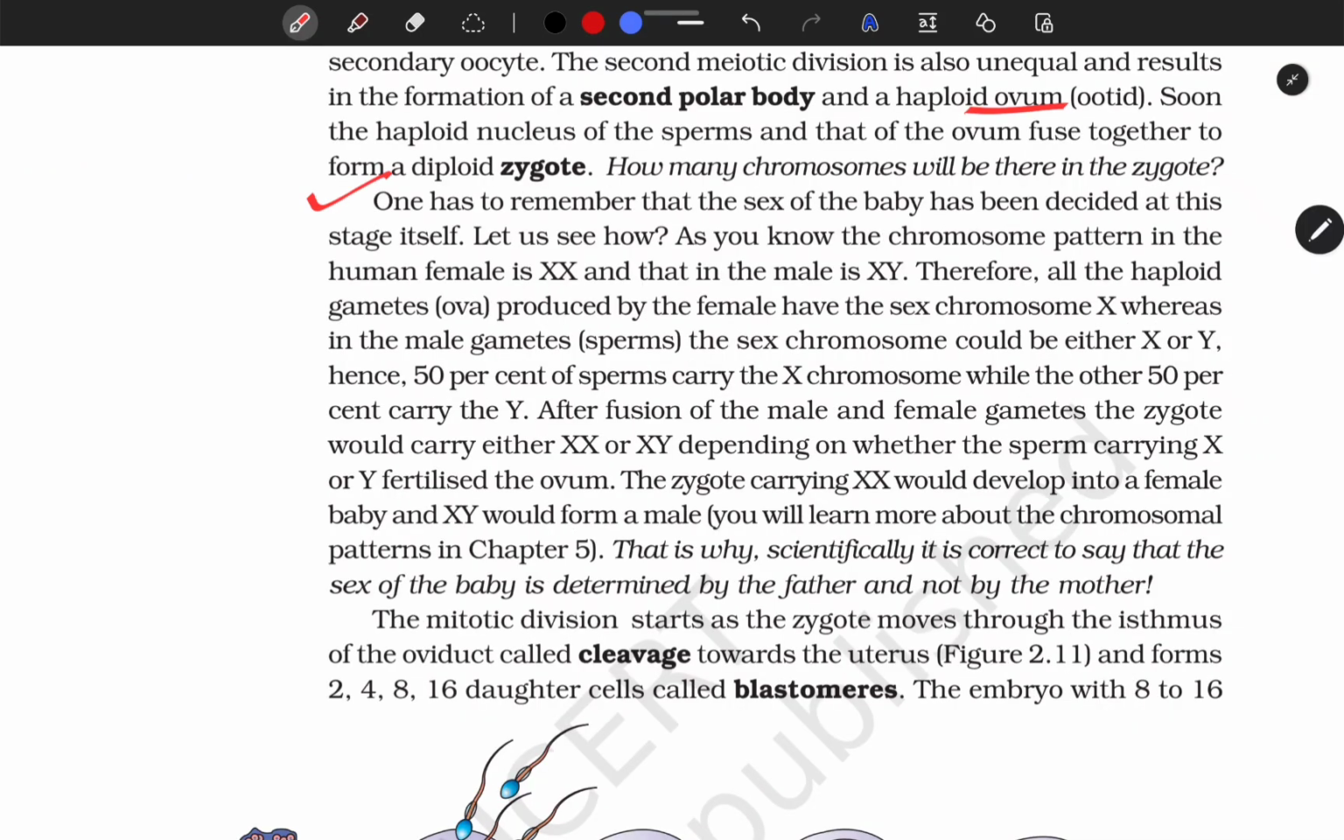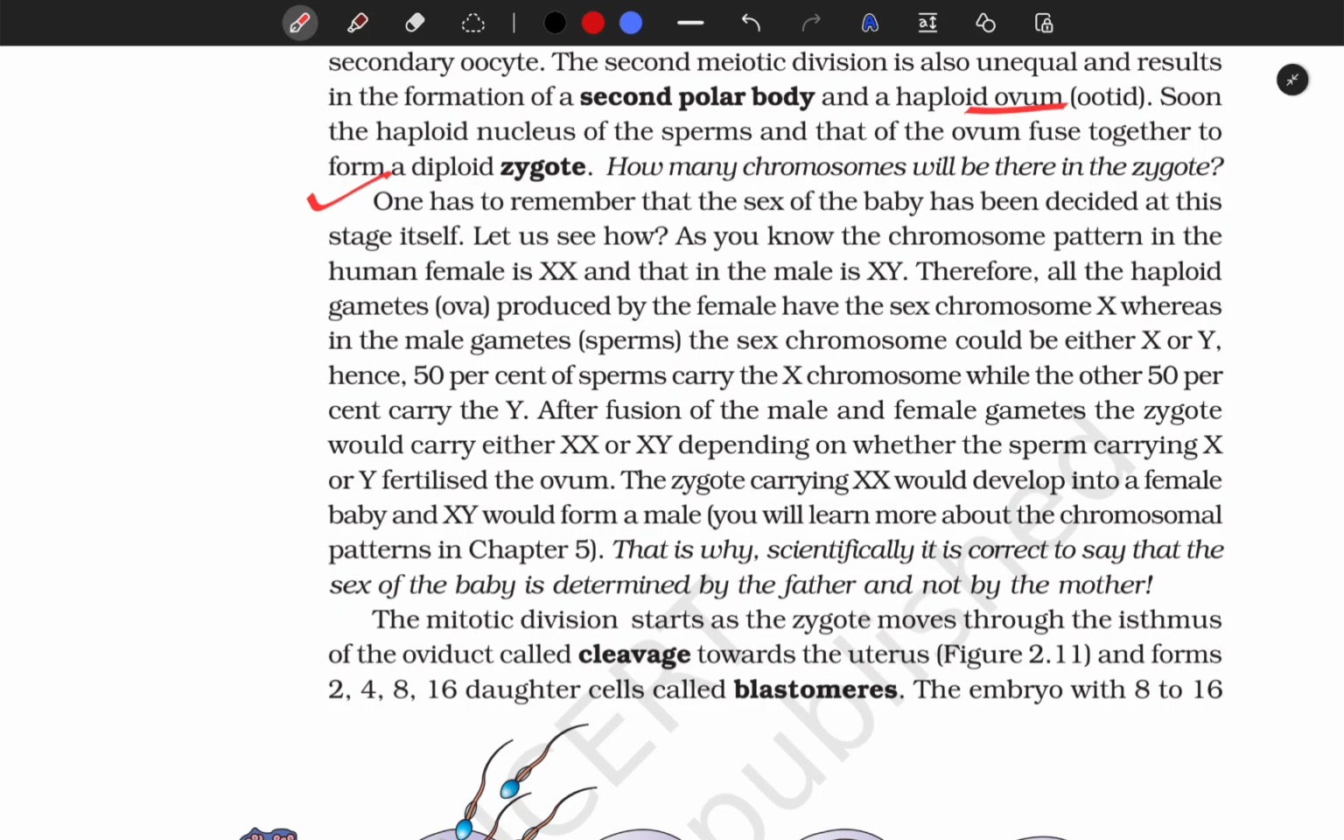One has to remember that the sex of the baby has been decided at this stage itself. Let us see how. As you know, the chromosome pattern in the human female is XX, that in male is XY. Therefore, all the haploid gametes, that is ova, produced by the female have the sex chromosome X. Whereas in the male gametes, that is sperms, the sex chromosome could be either X or Y. Hence, 50% of sperms carry the X chromosome while the other 50% carry the Y.